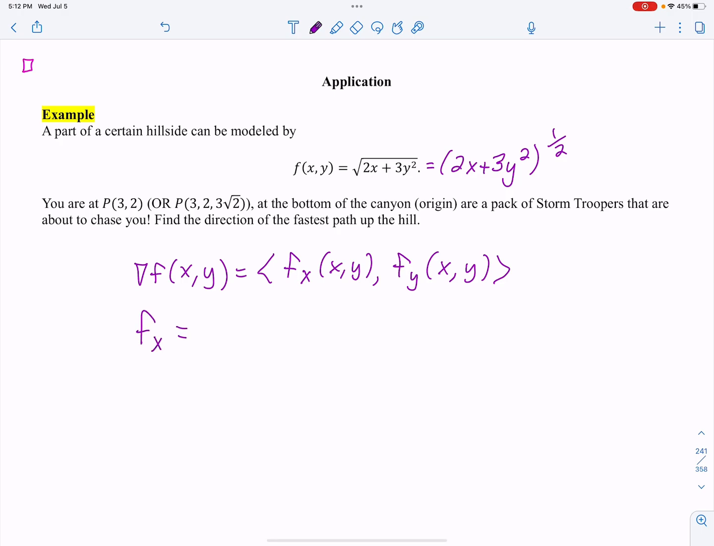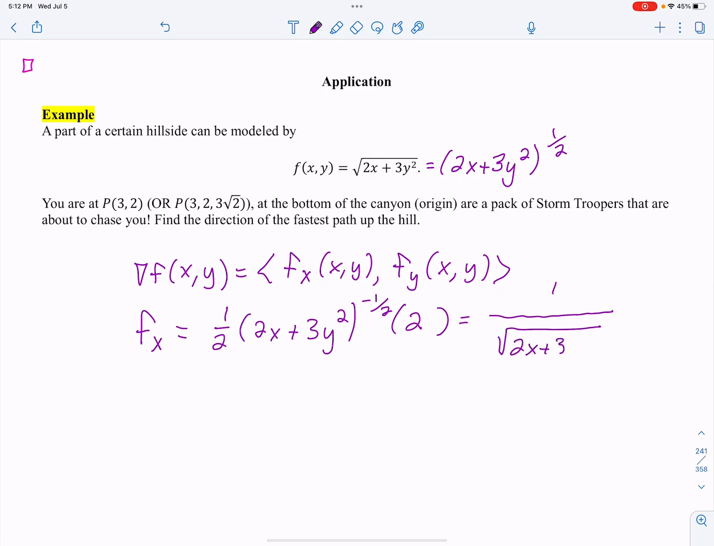So let's find f of x. I'm using the definition above. That 1/2 comes down. I keep what's inside, and I bring my half down by 1. Then I multiply by the derivative of the inside, which is a 2. That's going to cancel with my 1/2, and I'm going to get 1 over the square root of 2x plus 3y squared.